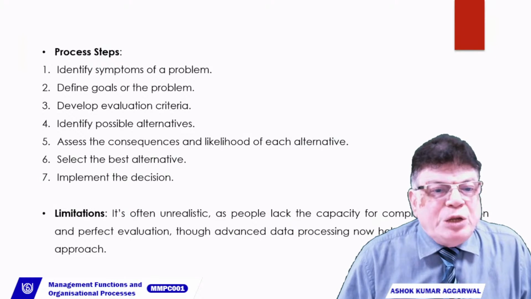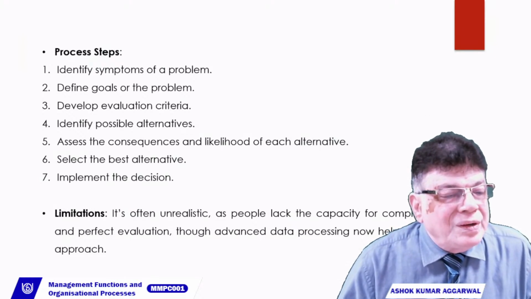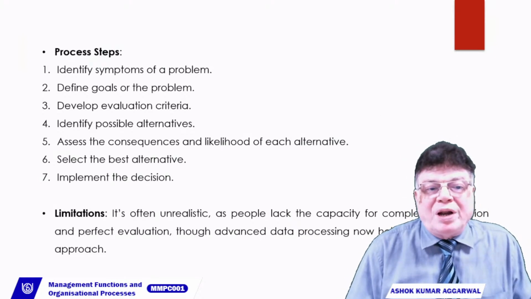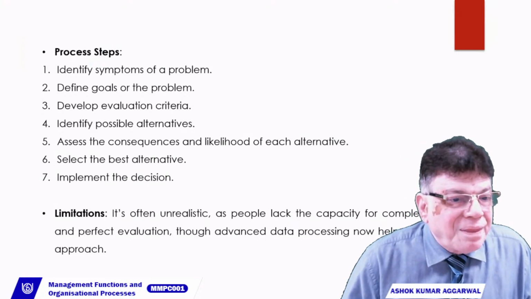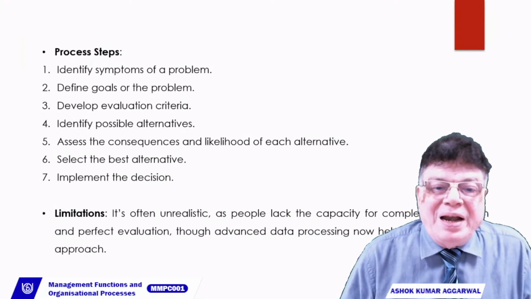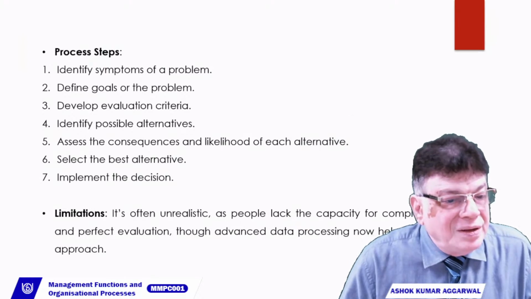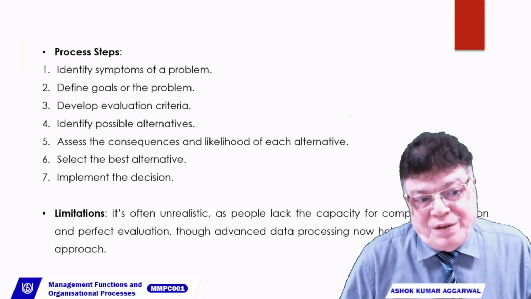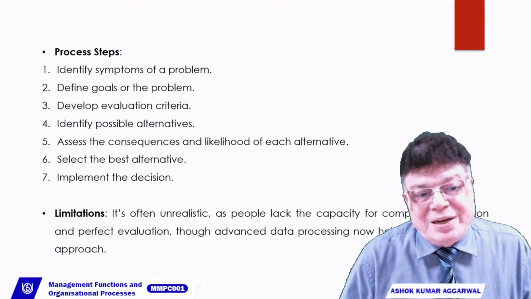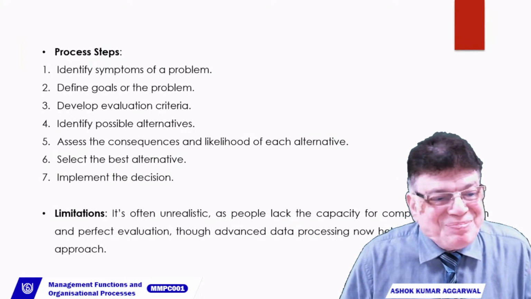Develop evaluation criteria. Then identify possible alternatives. Assess the consequences and likelihood of each alternative. Select the best alternative. Whichever is the best, you select it. Then implement the decision.